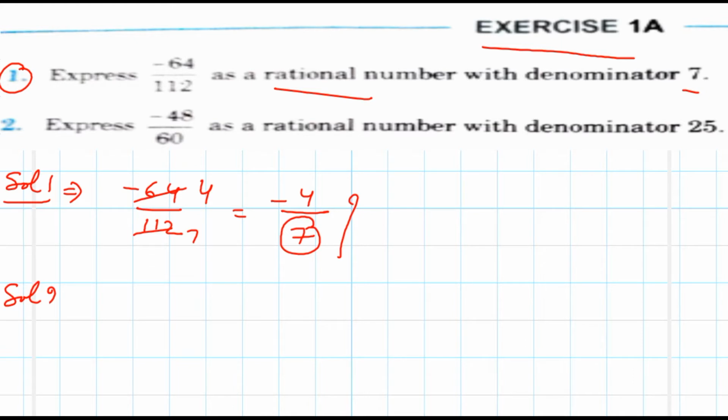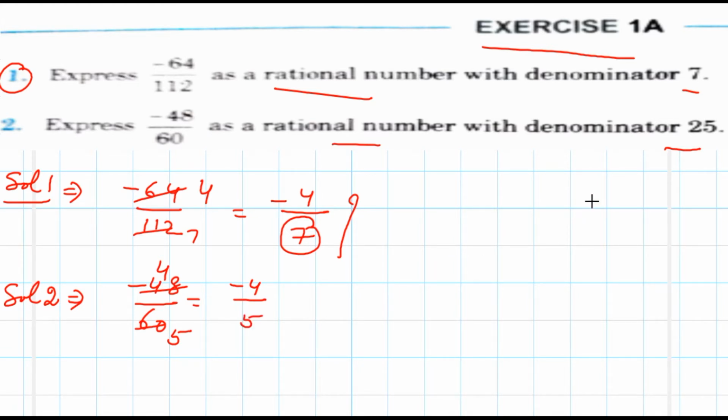Now, solution to question second is minus 48 upon 60. We have to express this as a rational number with the denominator 25. Before expressing that, we will take it in the simplest form. The common table here is 12. 12 4s are 48, 12 5s are 60. So this would become minus 4 upon 5.